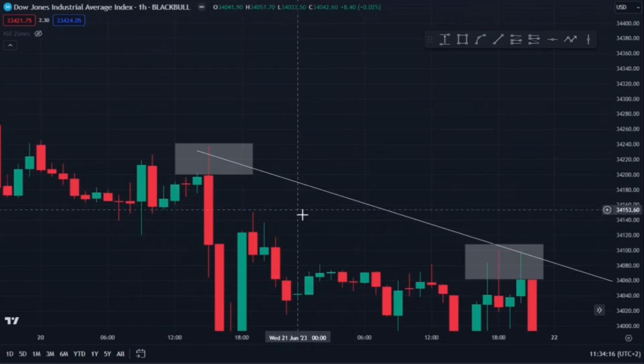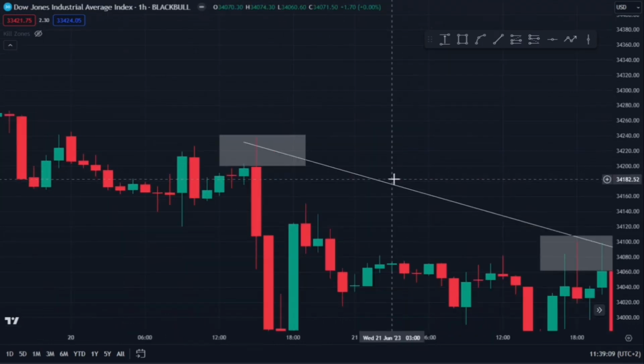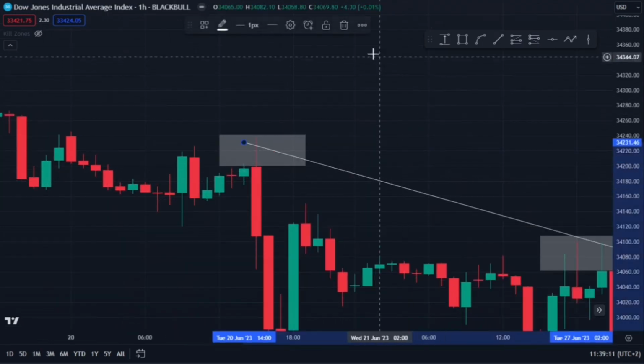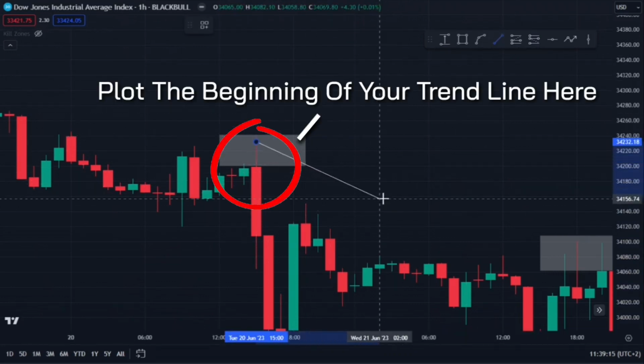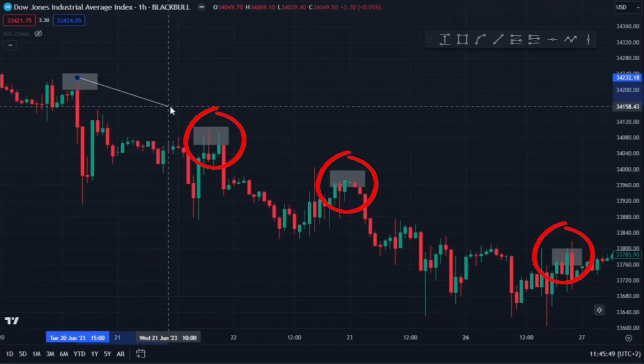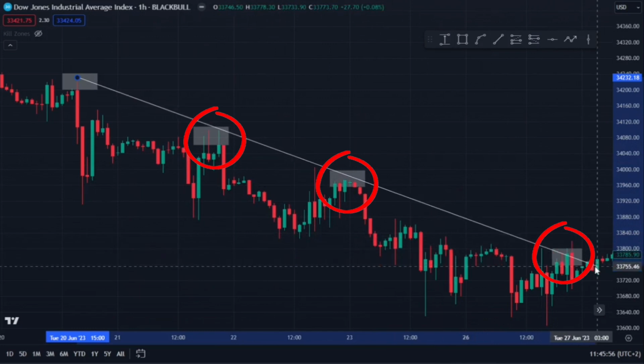When plotting your trend line, you need to identify the first pivot high at the beginning of the move. I'm going to go ahead and delete the trend line so that we can plot it from scratch. Once you've identified the first pivot high, this is where you can plot the beginning of your trend line. Once you've plotted your trend line on the first pivot high, you want to stretch it across the following pivot highs. In this example, there's 4.